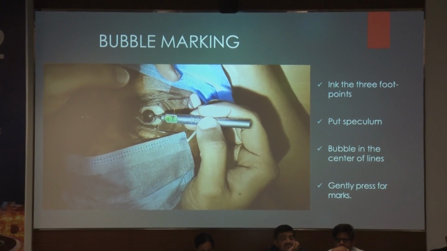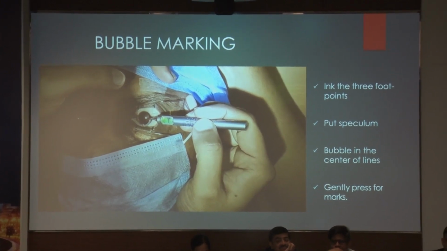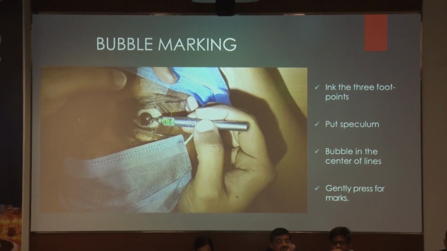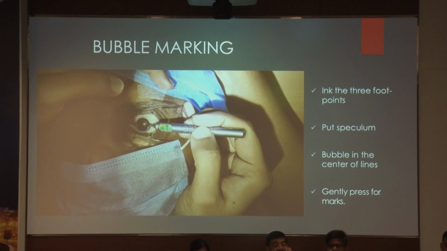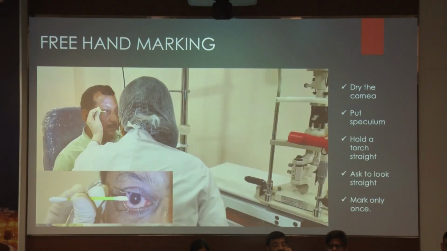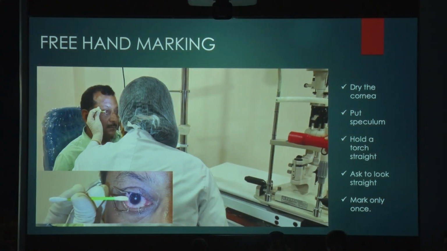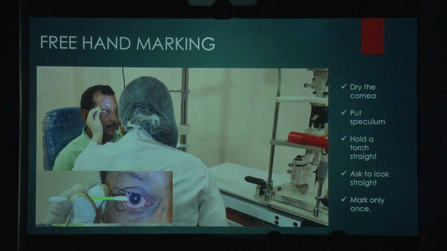The next technique is the bubble marking technique. Here the three foot points are marked with ink, and after a speculum has been put, the bubble is kept in the center of the lines, and then we gently press it on the corneal limbus, like we can see here. But what the patient feels can be a little cumbersome, something blocking the front of the eye. Coming to the freehand technique, on a dry cornea the patient has to look straight, and we mark with the tip of the pen. Do not use the side edges, because then we get a thick mark. What we need is a thin mark, and mark only once.